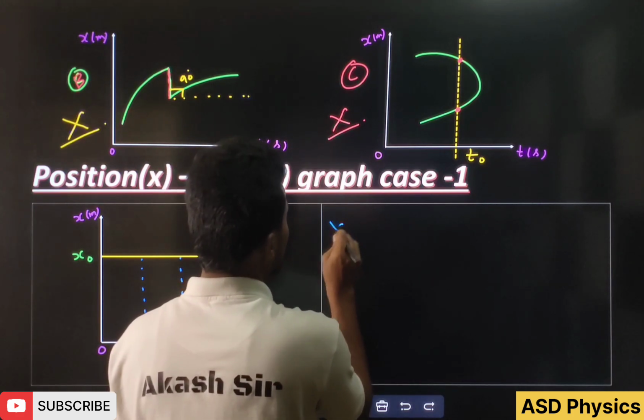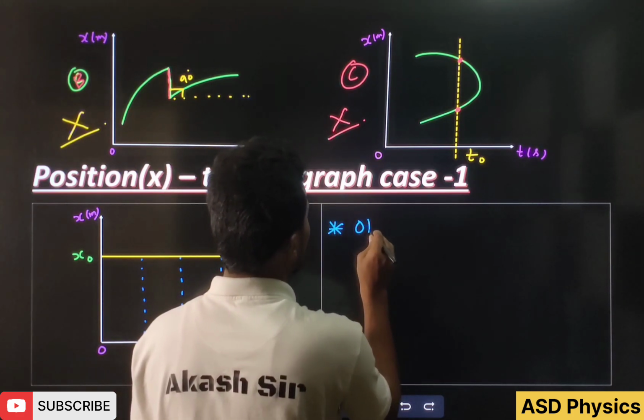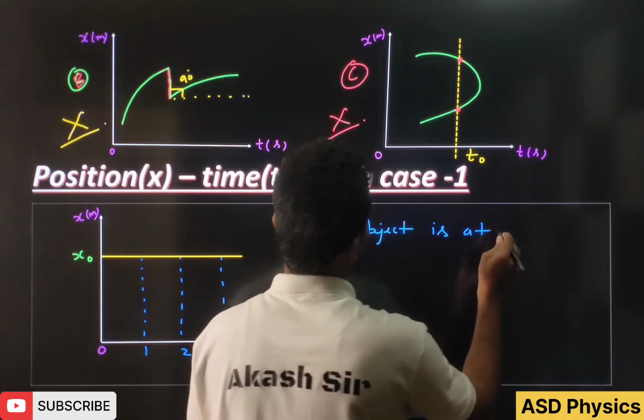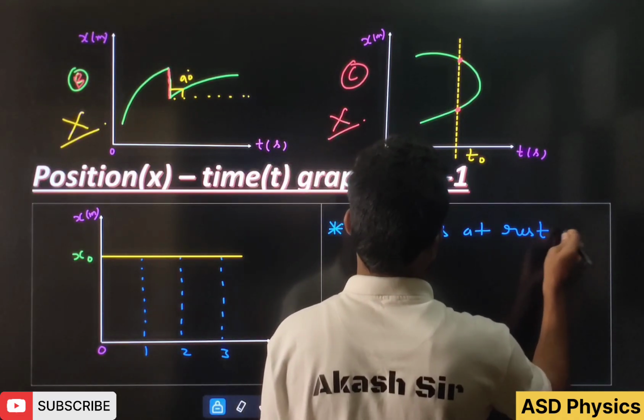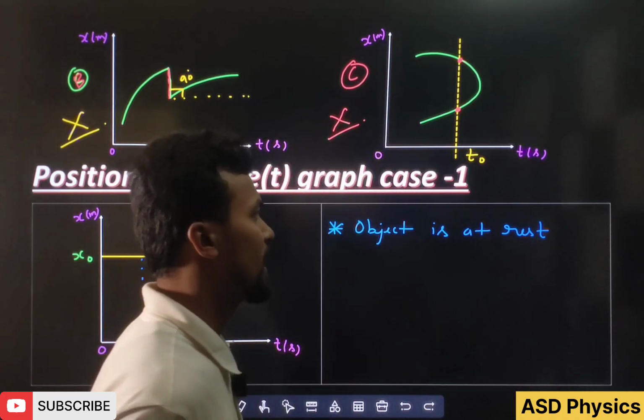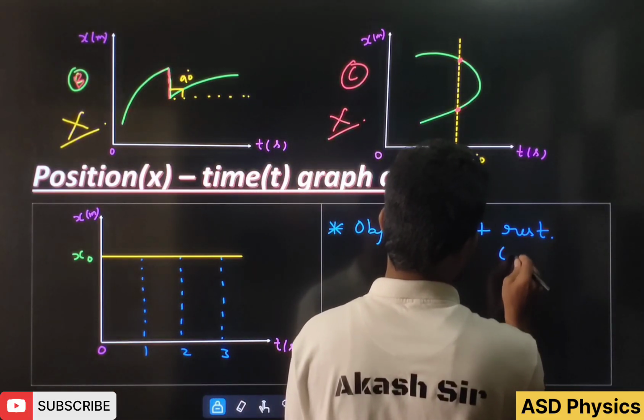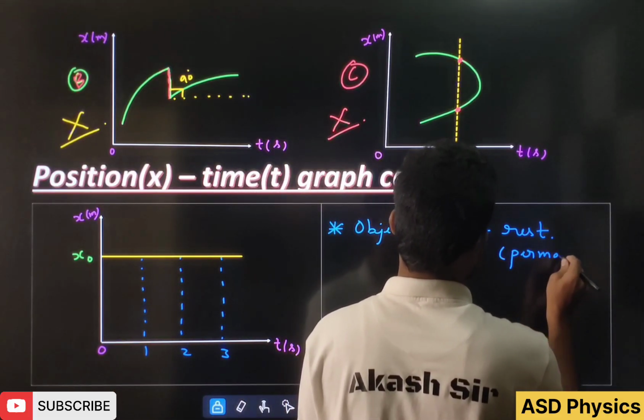That means the first thing we can tell here is that the object is at rest. Which kind of rest? Remember that here the object is at rest, and permanent rest.